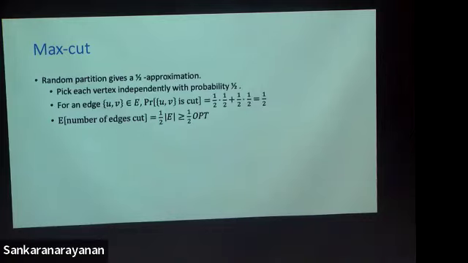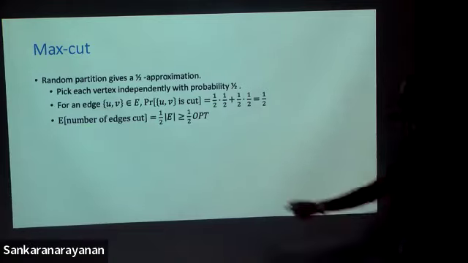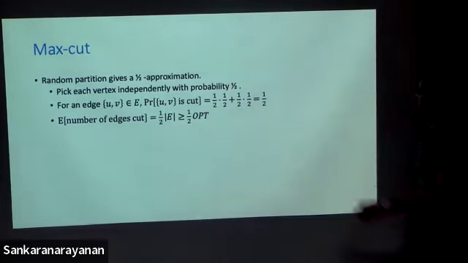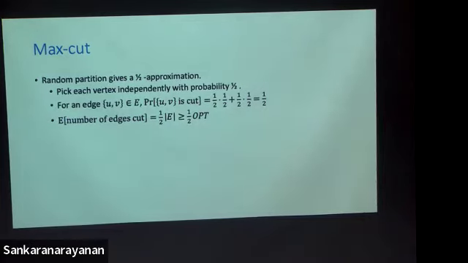Because the max cut value is at most the number of edges, right? If there are m edges, you cannot cut more than m edges. So the max cut value is always less than or equal to the total number of edges. So this E over 2 is at least half times the optimum value. So the simple algorithm gives you a half approximation.